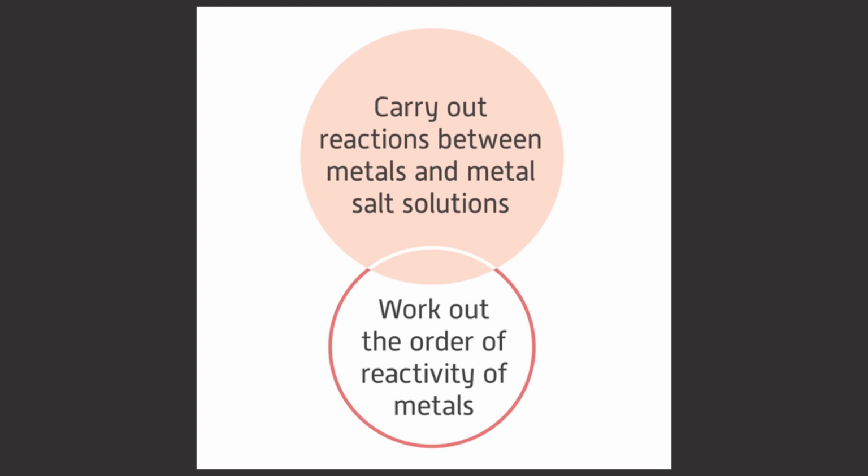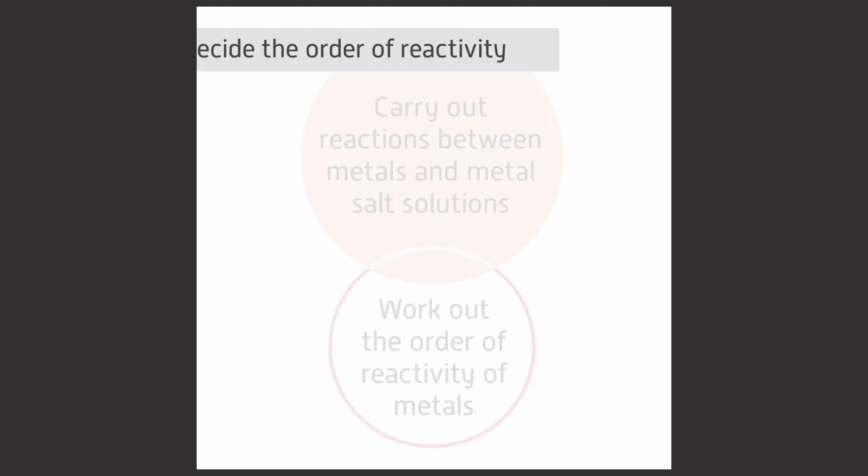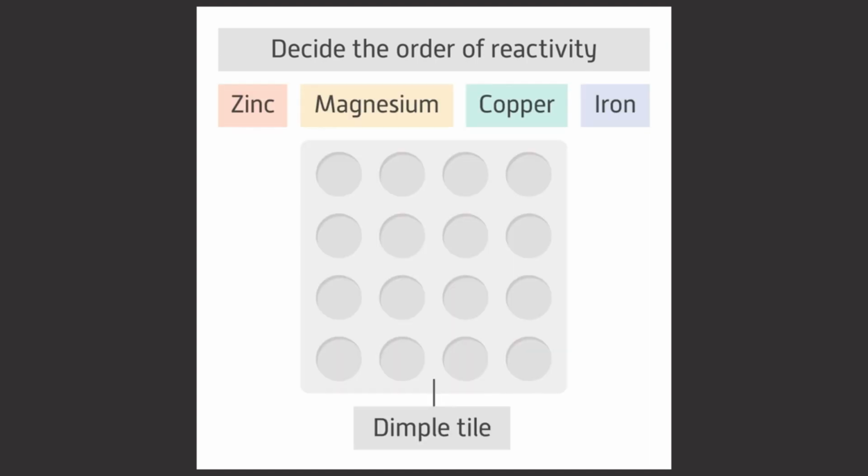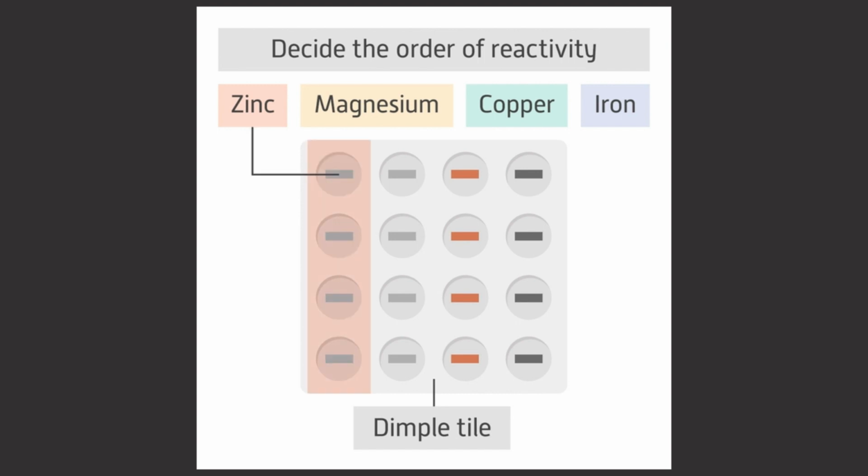You can carry out reactions between metals and metal salt solutions to work out the order of reactivity of metals. To decide the order of reactivity of 4 different metals, zinc, magnesium, copper and iron, you can use a dimple tile with 16 dimples. Place 4 small pieces of each metal into each of the columns. For example, you might have zinc in the 4 dimples of the first column. This is repeated for each of the metals.